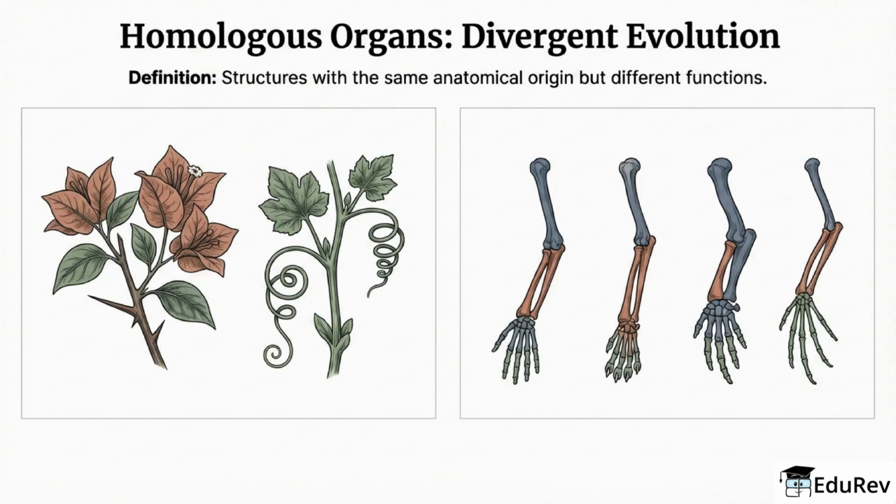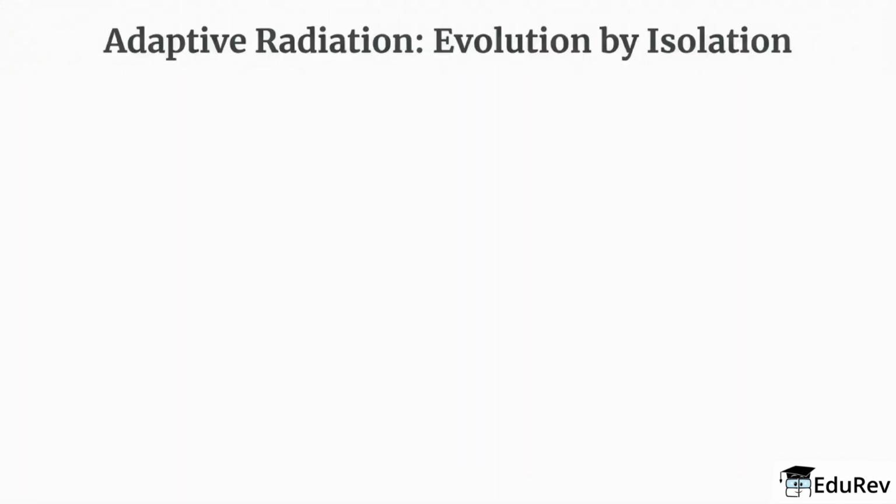Homologous organs are structures that share the same anatomical origin but have evolved different functions, which is a key indicator of divergent evolution and common ancestry. Adaptive radiation happens when geographic or reproductive isolation drives rapid diversification.